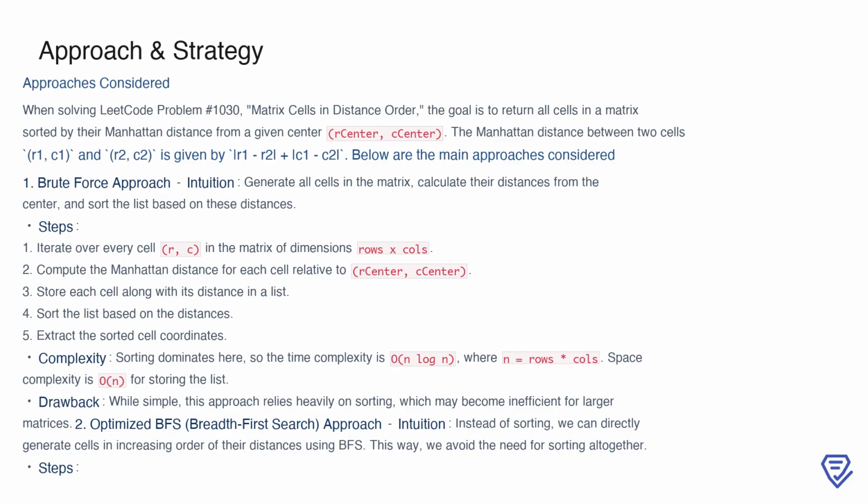Another approach is the optimized BFS, where we directly generate the cells in the correct order of their distances using a breadth-first traversal.